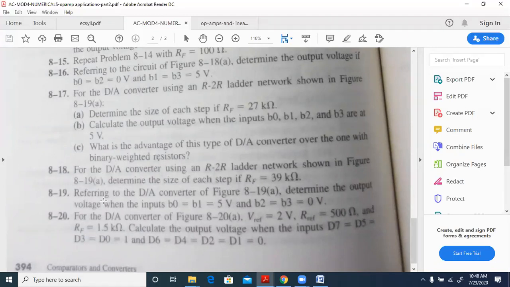Then 8.19, referring to the DA converter of this, determine the output voltage when B0, B1 equal to 5 volt, B2, B3 equal to 0 volts. So how much will this correspond to the binary value and how much to the decimal value? With B0 equal to B1 equal to 5 volts and B2 equal to B3 equal to 0 volts, what is the binary value and what is the decimal value? Please put in the chat.